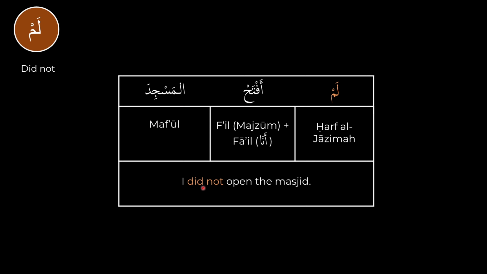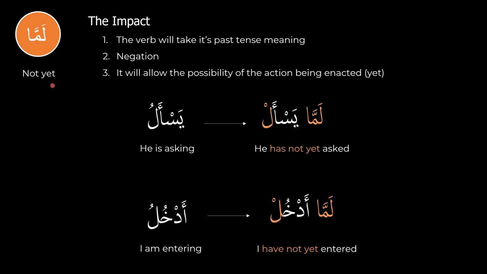Because again, lam gives the meaning of did not, because it's taking the past tense meaning of the verb and negating it. So now let's take a look at lamma. So lamma is going to impact the present tense verb in 3 different ways. First, the verb is going to take its past tense meaning, and then you're going to have negation, and it's going to allow the possibility of the action being enacted.